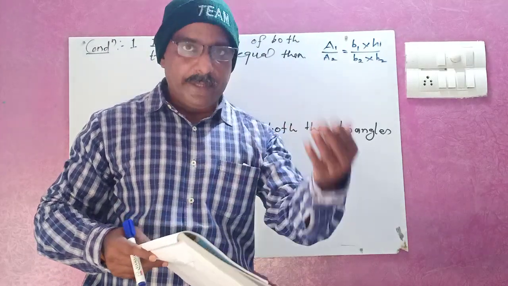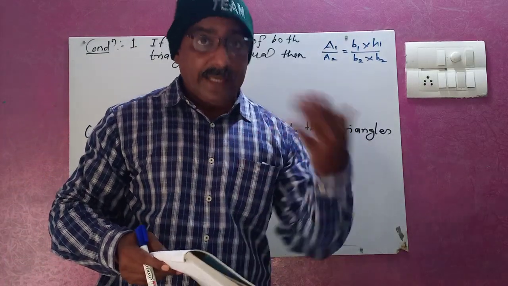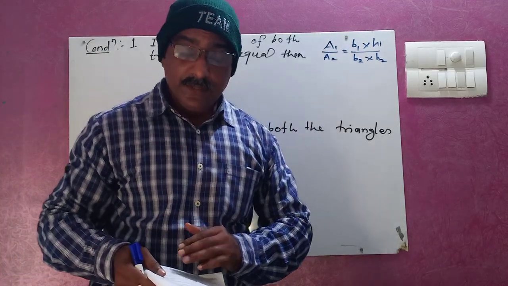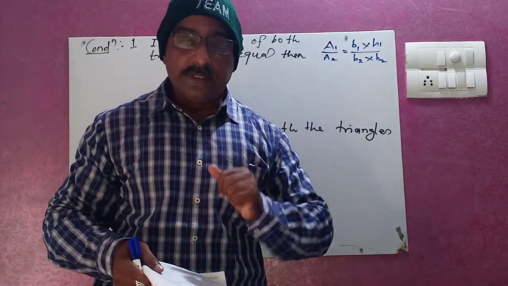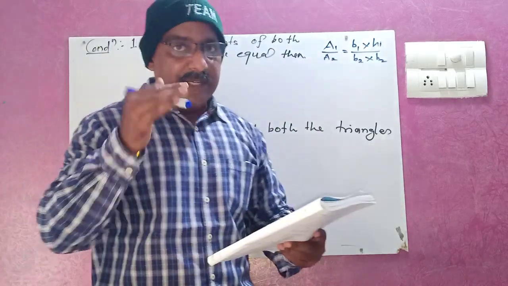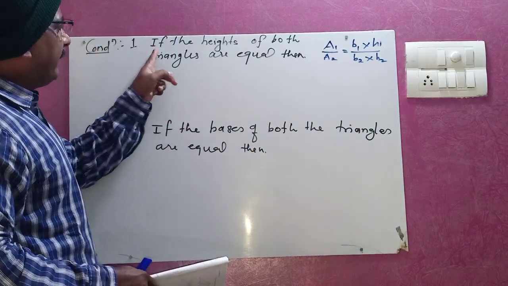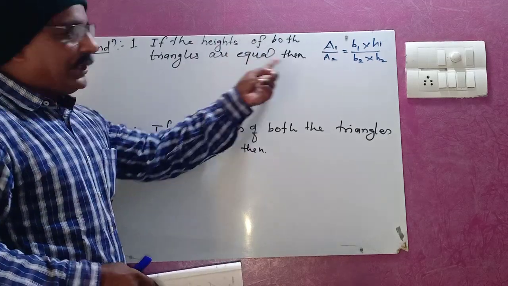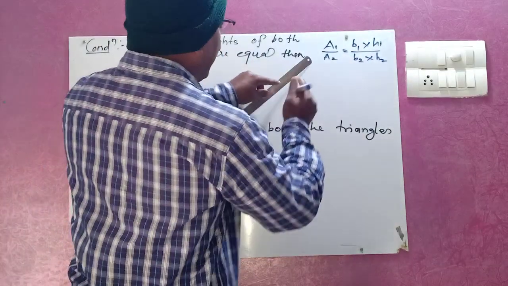But now, condition number 1: suppose two triangles which are similar have different heights and equal base. Second condition, if two triangles have the same height and different bases. Third condition, if two triangles have the same base and the same height, then what is the ratio of their areas, children? Now we are going to see. That is called property number 1. So here I have written condition number 1. If the heights of both the triangles are equal, means there are two triangles which have equal height.